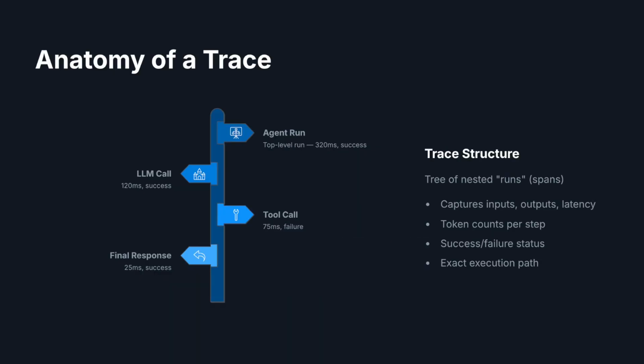A trace in LangSmith is structured as a tree of runs. Think of each run as a span. It represents a single step in your agent's execution. The root run is the top level invocation, and it contains child runs for each LLM call, tool execution, and any function you have decorated. Every run captures the full inputs and outputs, the latency, token counts, and the status, whether it succeeded or failed. This means that when something goes wrong, you can open the trace, walk through the tree, and see exactly what the LLM received at each step, what it decided to do, and where the reasoning went off track.